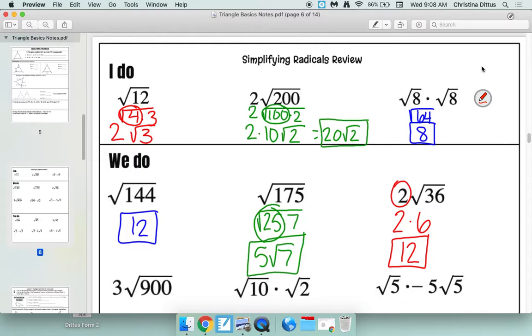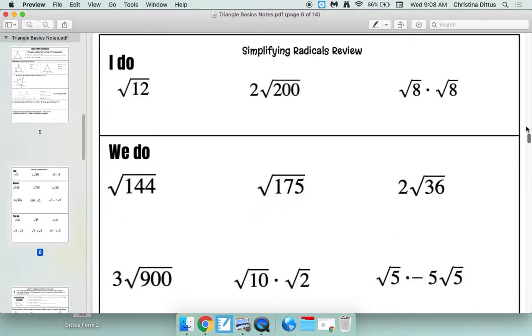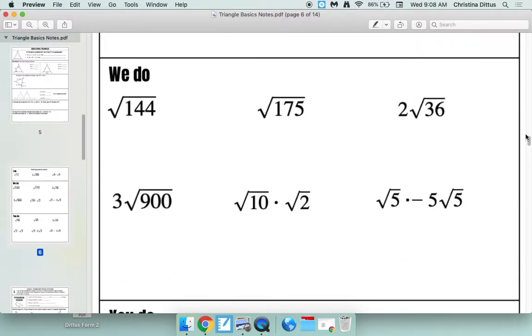Square root of 900. What goes into 900 that's a perfect square? I think 3 is too small. Well, the square root of 900 is 30. So it's a perfect square. So 3 times 30 gives us 90.